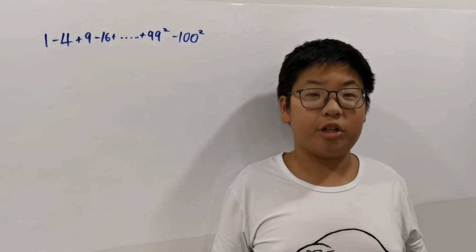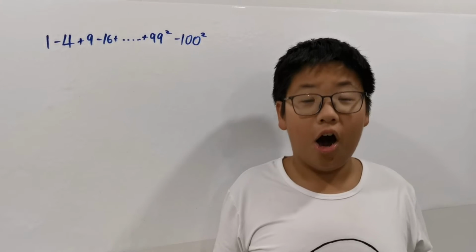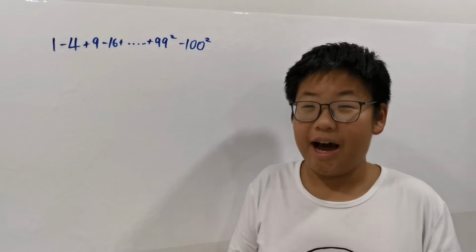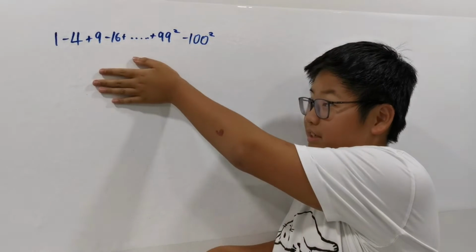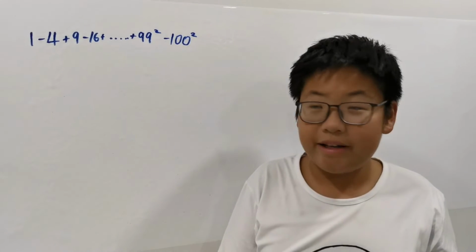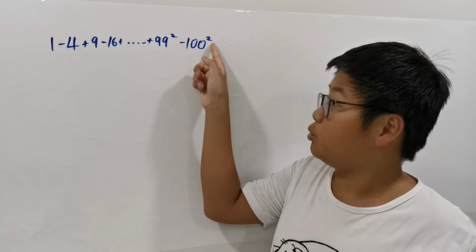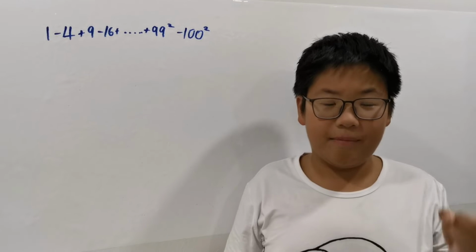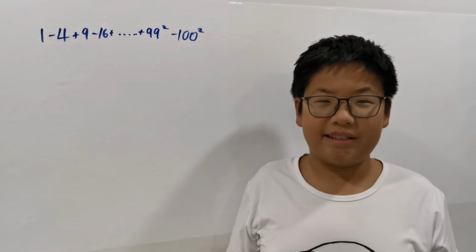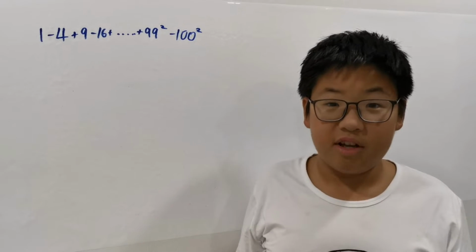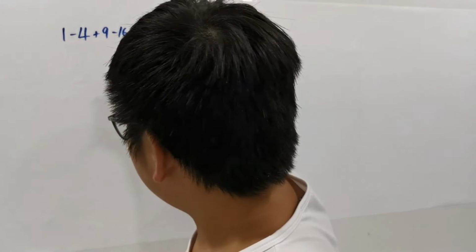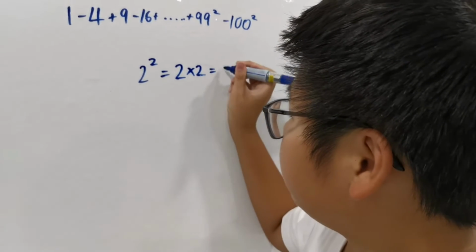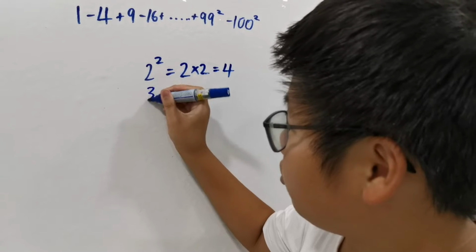Today we will be solving question 1C of MAT Oxford 2020. The question asks, find the value of this series. Now, you might notice, what are these little twos at the end of these numbers? Well, these are basically square marks. Square numbers are numbers multiplied by themselves. For example, 2 squared equals 2 times 2 equals 4. Let's do more squares.